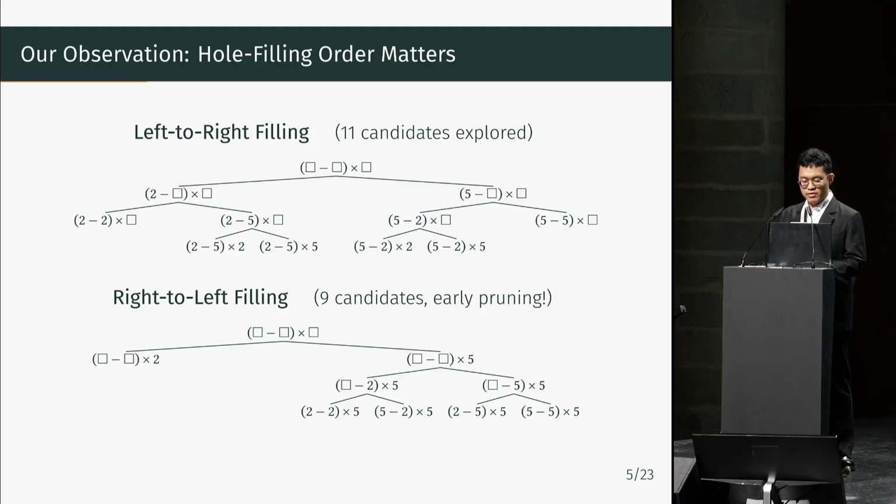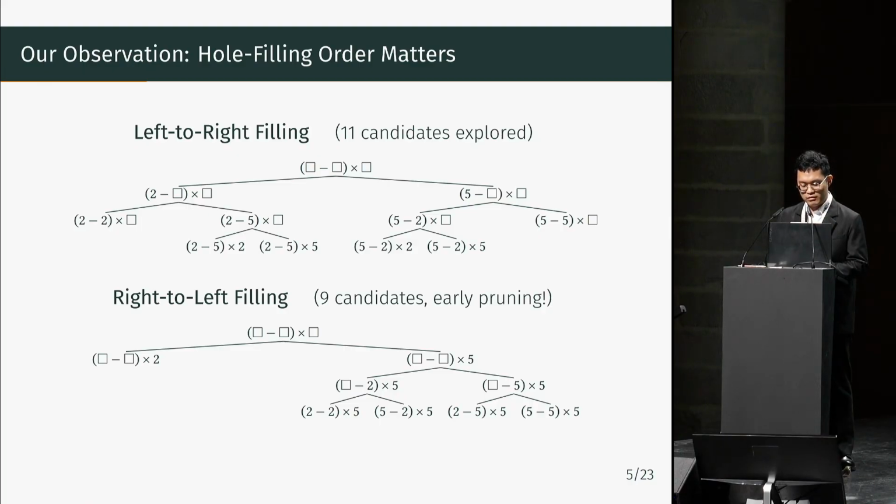Now here comes our observation. Hole filling order matters. Existing synthesizers don't really consider hole filling order, just using left-to-right filling. But let's see this example. When we use left-to-right filling, 11 candidates explode. And when we use right-to-left filling, only 9 candidates explode. Because in real cases there will be more components and deep sketches, this difference will explode in an exponential way.